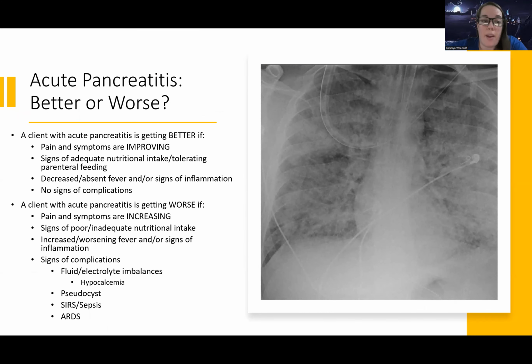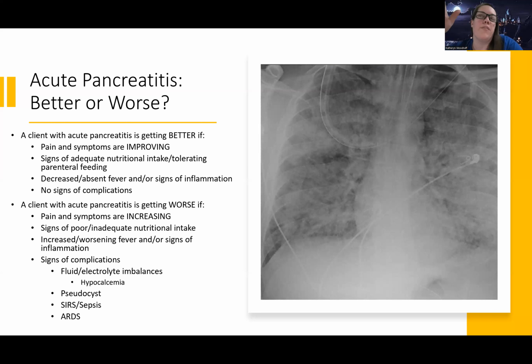So acute pancreatitis is better if their pain and symptoms are improving, if there's signs that they're getting adequate nutritional intake or tolerating their parenteral feeding, because sometimes this can stick around for a while, so we end up having to do alternatives. We'll talk about those when we get to treatments. We want them to have decreased or absence of fever or any signs of inflammation, and of course, no complications. If their pain and symptoms are increasing, if there's signs of poor or inadequate nutrition, increasing or worsening fever, signs of inflammation, we're going to be concerned about them getting complications or having long-term complications, of course, systemic complications too.